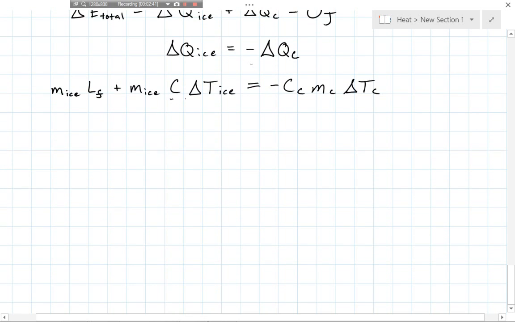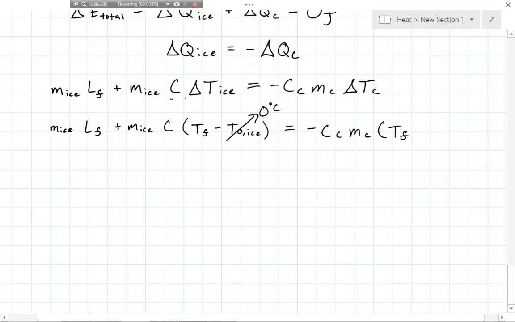So this is the mass of the ice times the latent heat of fusion plus the mass of the ice times the specific heat times the final temperature of the system minus the initial temperature of the ice. And the initial temperature of the ice is 0 degrees Celsius, so this will be 0. And on the right side we have minus the specific heat of the coffee times the mass of the coffee times the final temperature minus the initial temperature of the coffee.